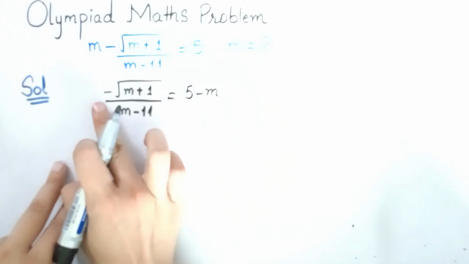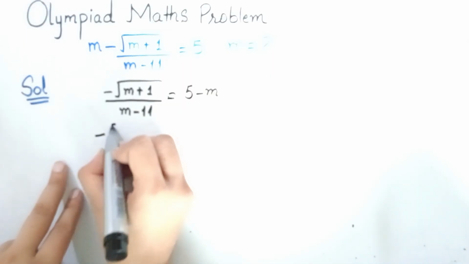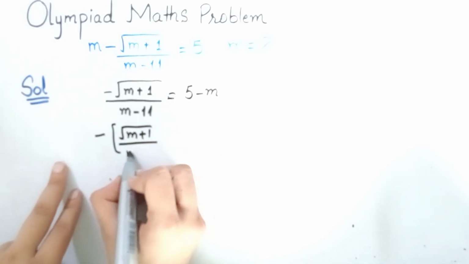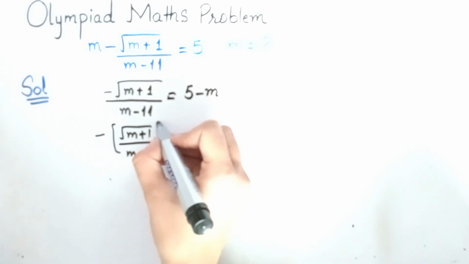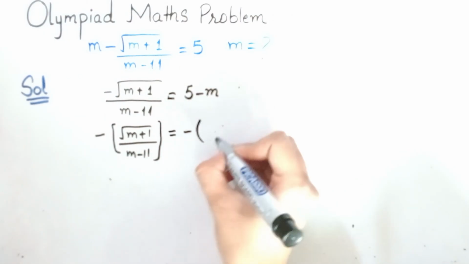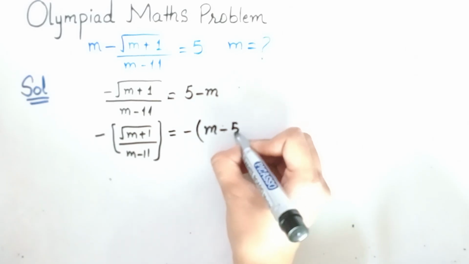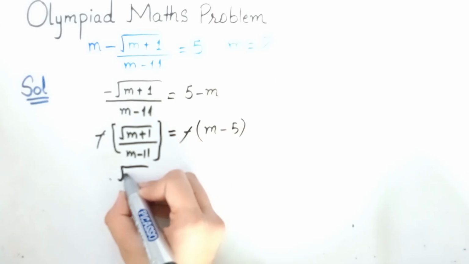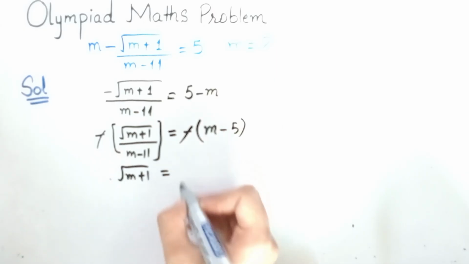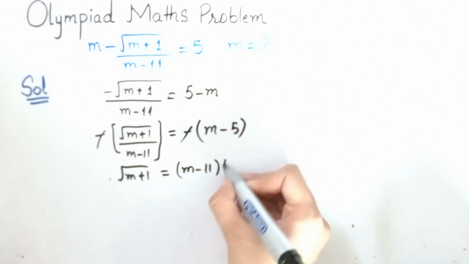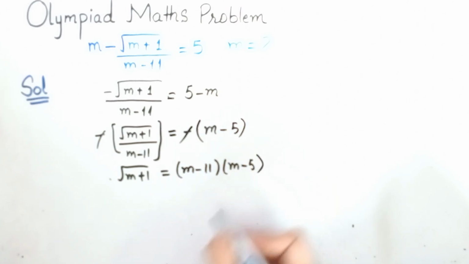Now in the next step we will take minus as common from this. Remaining is root of (m plus 1) divided by (m minus 11) equals minus into (m minus 5). Minus minus cancel out. We have root of (m plus 1) on this side, and on this side we have (m minus 11) into (m minus 5).